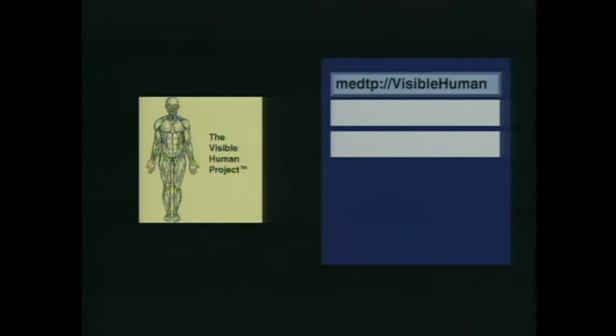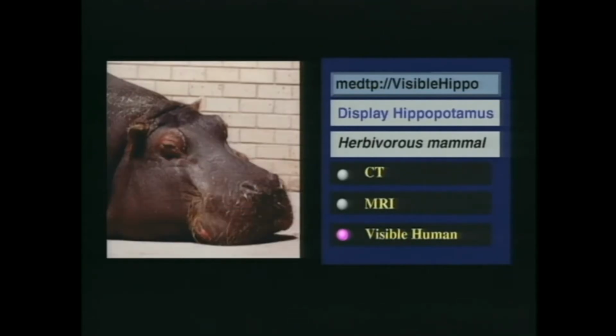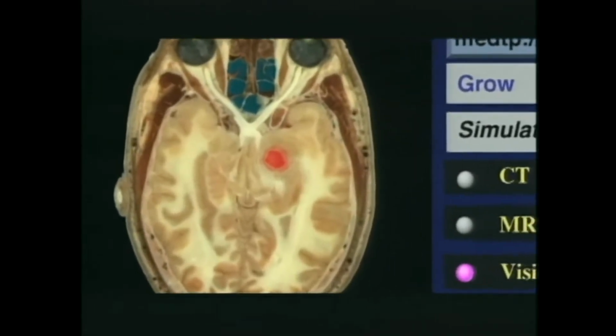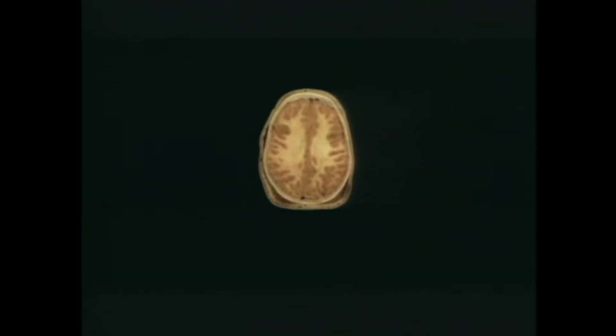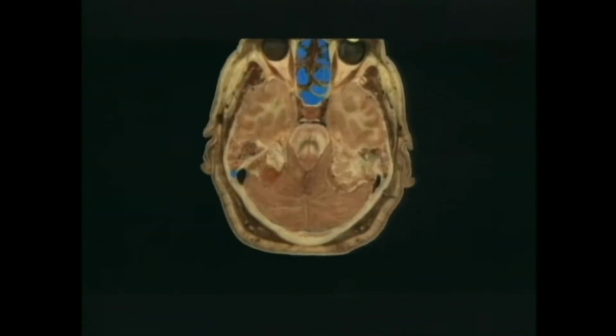Access Visible Human Database. Display axial section with hypothalamus. Select tumor type 2. Position. Grow. This is just the beginning. The visible female is coming this fall to an internet near you. She will exhibit the same 1/3 mm X and Y resolution as the visible male, but will improve the Z resolution from 1 mm to 1/3 of a millimeter.